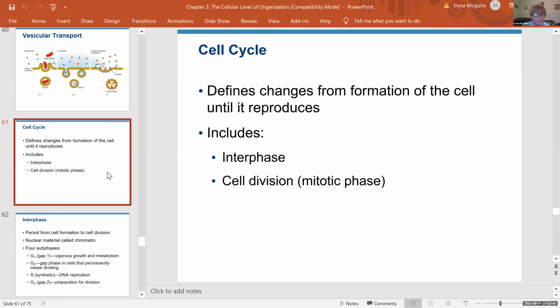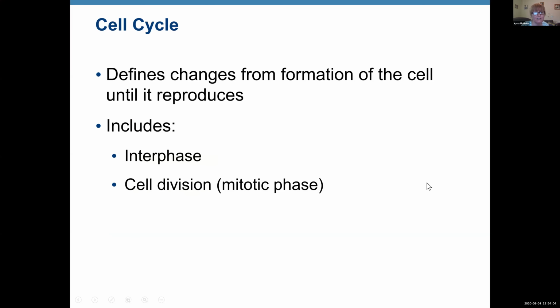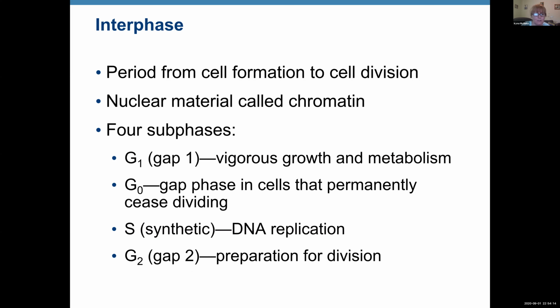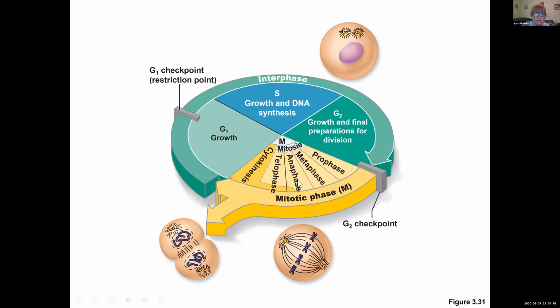The last part of this chapter is the cell cycle. The cell cycle defines changes from formation of the cell until it reproduces and includes interphase and cell division, or mitotic phase. Now let's look at the diagram. The cell cycle is very often represented by a pie diagram. This green arrow shows us interphase, and during interphase, the cell is growing, performing all its functions, and preparing itself for division, but it does not divide.